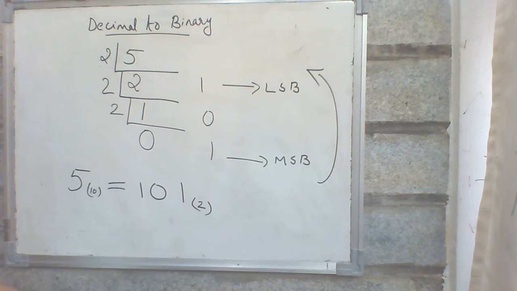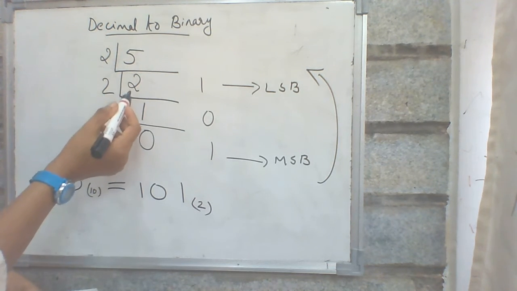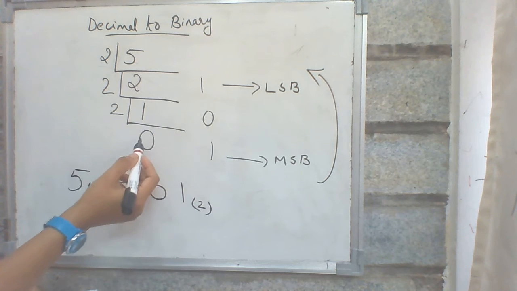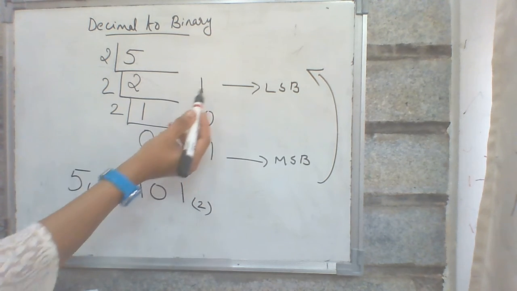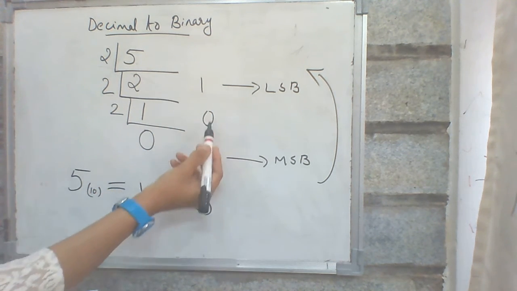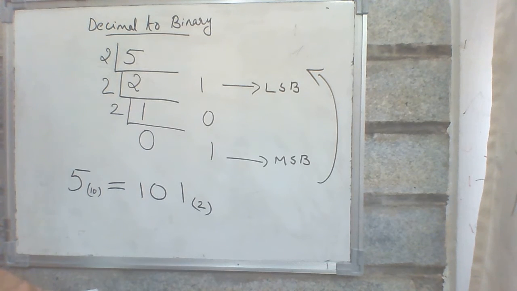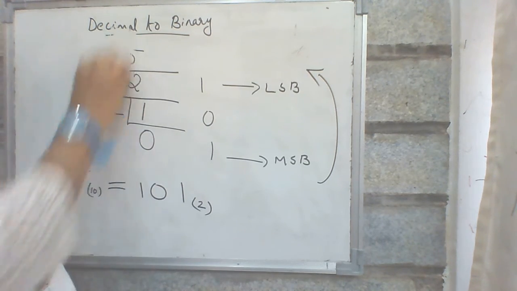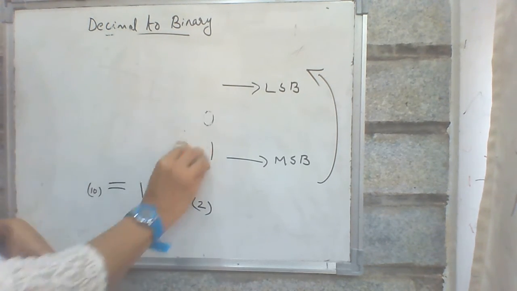Divide the decimal number by 2. Then repeat the division till the number becomes 0. Then the first remainder will be LSB and the last remainder will be MSB. Then write the equivalent binary number. Now we can consider one more example.